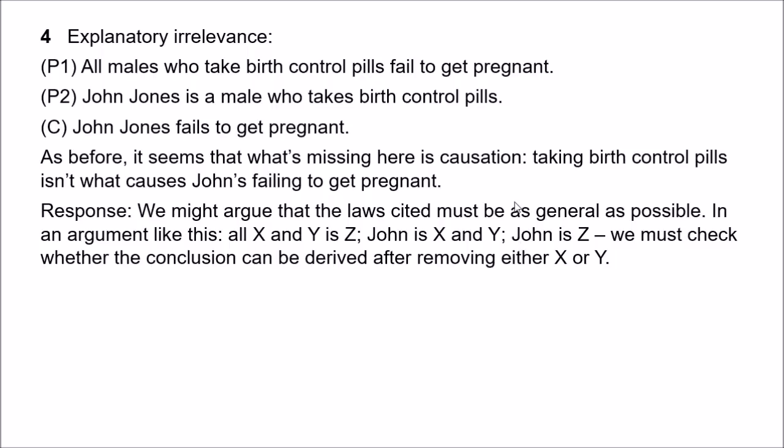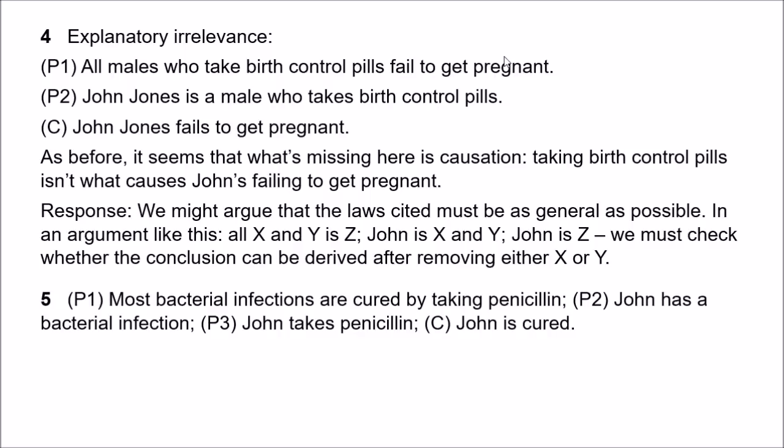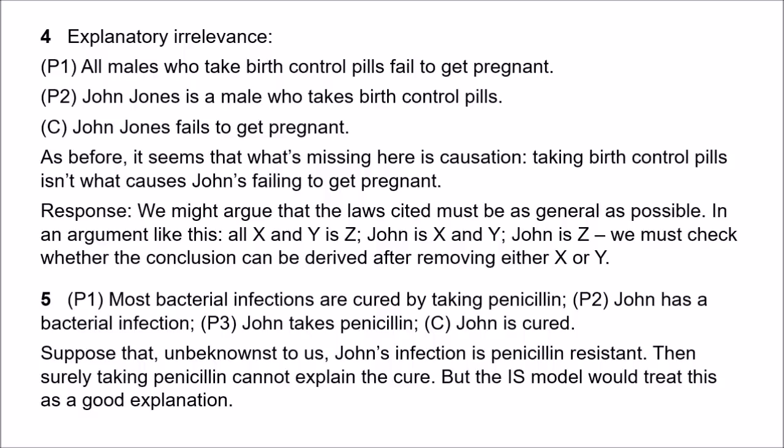Okay, a final objection. Consider this explanation. Most people with most bacterial infections are cured by taking penicillin. John has a bacterial infection. John takes penicillin. John is cured. So the deductive-nomological model again would say fine explanation, but suppose unbeknownst to us, John's infection is penicillin resistant. Well, then surely this isn't a good explanation. John's infection was cured by his immune system alone. The penicillin made no difference.